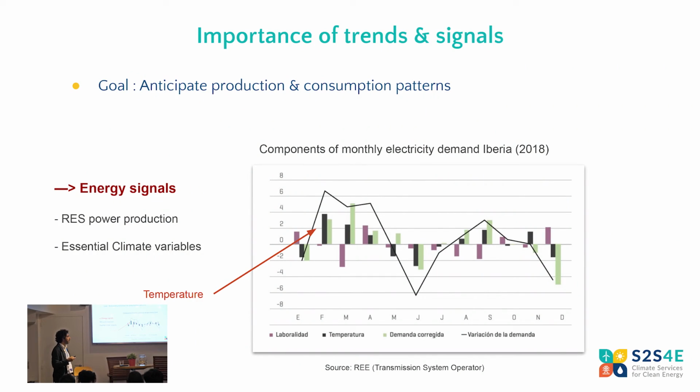This is another example. During the whole year, the temperature is the black bar, showing how the temperature is impacting the monthly electricity demand. Of course, there are again other factors, but the output of the DST will help the TSO, in that case, to anticipate these variations.